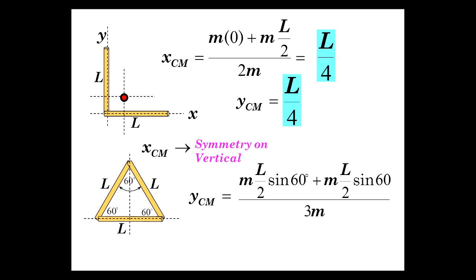Let's look at how we'd find the center of mass in the Y. So from the bottom, each one of these masses has a center of mass right there. So that's L over 2 times the height. So the height is L over 2 sine of this angle. That'll give us the elevation to the center of mass of each one of these, and this one over here. So that's M L over 2 sine of 60 for both of those, obviously 0 for this in the Y direction, over 3 times the mass, which is L over 3 sine of 60.